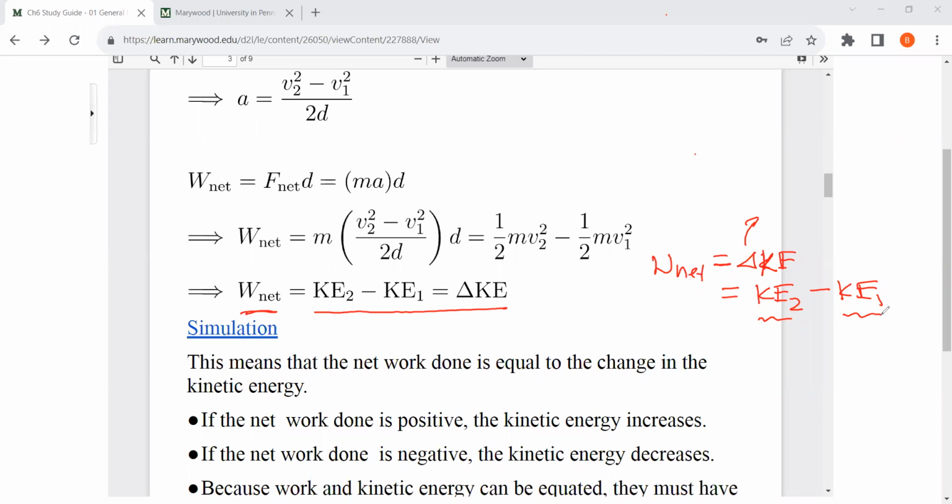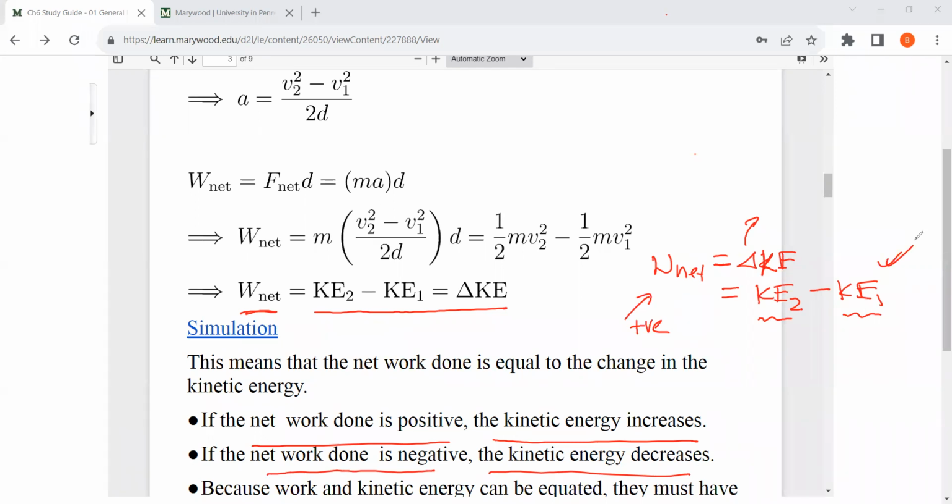Now, when the work done is positive, the kinetic energy increases. That means the final kinetic energy is higher than the initial kinetic energy. When the net work done is negative, that means the final kinetic energy is lower than the initial kinetic energy. That means the kinetic energy decreases. You can see that from this equation.